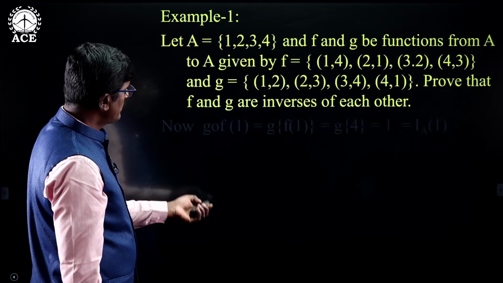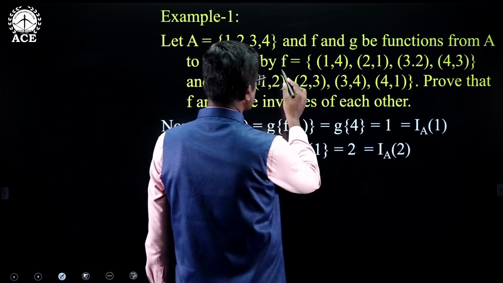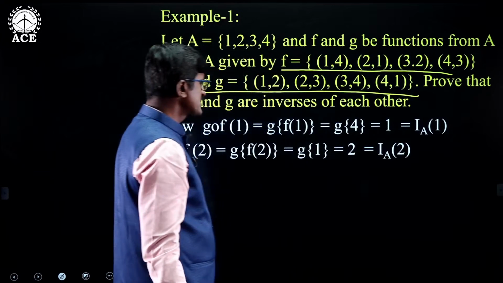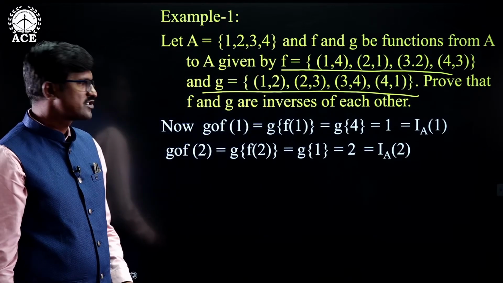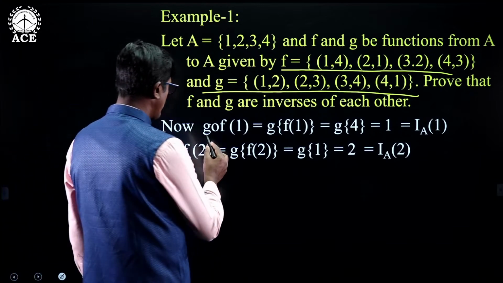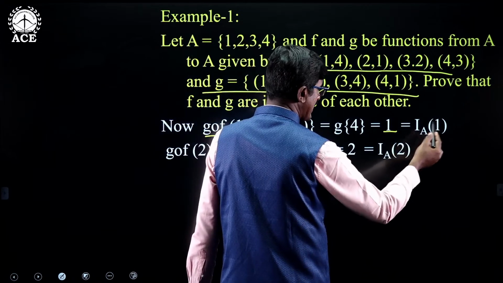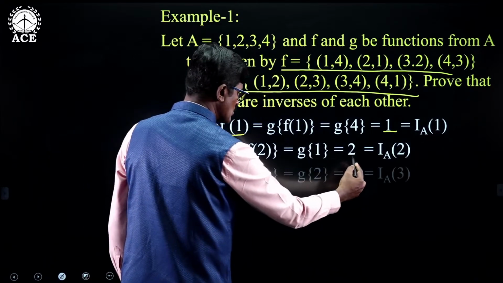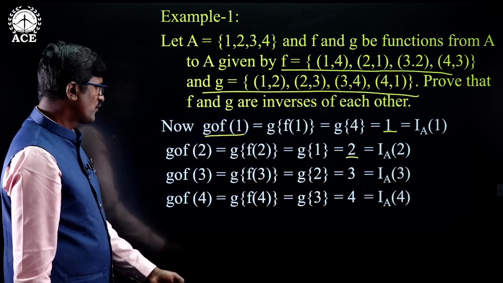Now this is the example. They have given some function f and some function g, and they are asking us to verify whether they are inverses of each other or not. So here I am finding g circle f of 1, which is nothing but 1, the identity element. G circle f of 2 is 2, g circle f of 3 is 3, g circle f of 4 is 4.